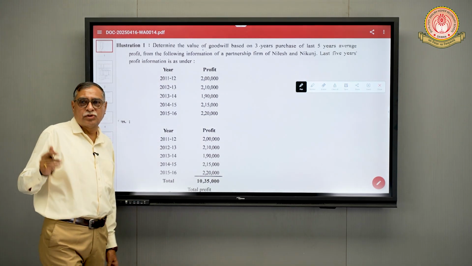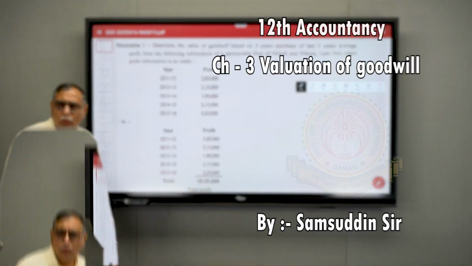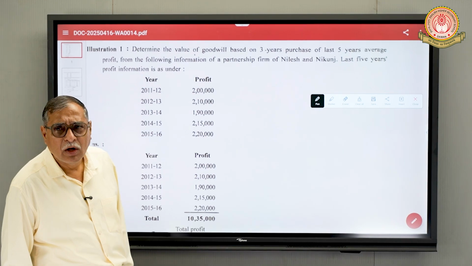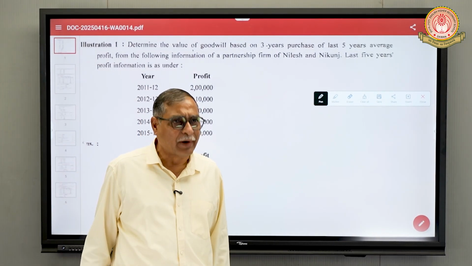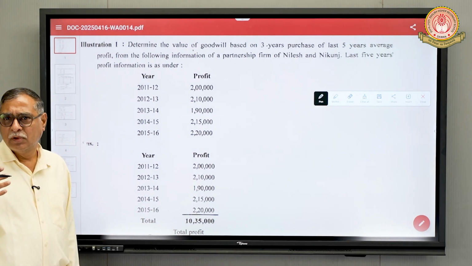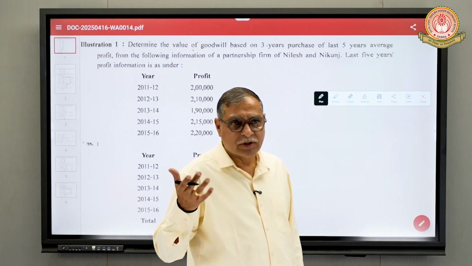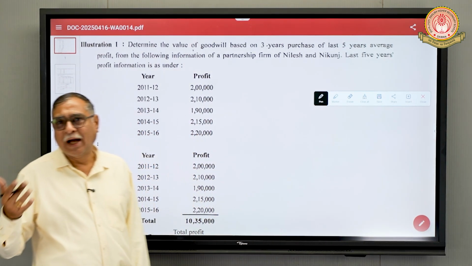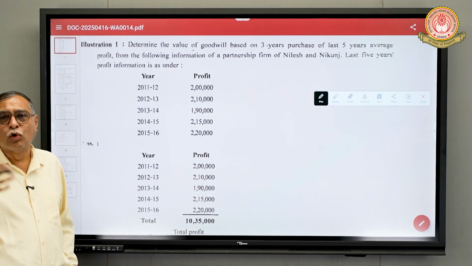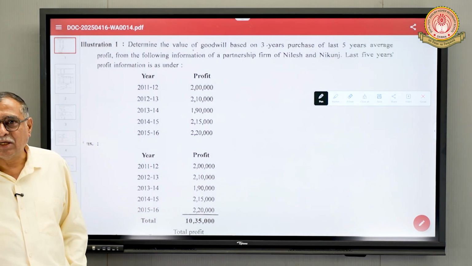Yes, we are going to start chapter number 3, valuation of goodwill. What is goodwill, first of all? It is an intangible asset, right? Intangible assets means which you cannot see and feel, right? That is invaluable assets. That is intangible assets. Now, we will see how to value the goodwill. There are different methods of valuation of goodwill. We will see step by step.